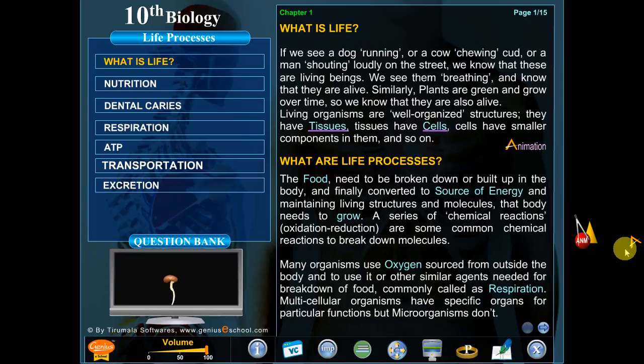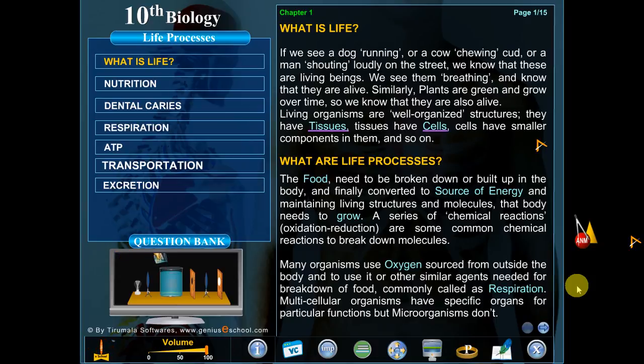Living organisms are well-organized structures. They have tissues, tissues have cells, cells have smaller components in them, and so on. What are life processes? The food needs to be broken down or built up in the body and finally converted to a source of energy, and maintaining living structures and molecules that the body needs to grow.